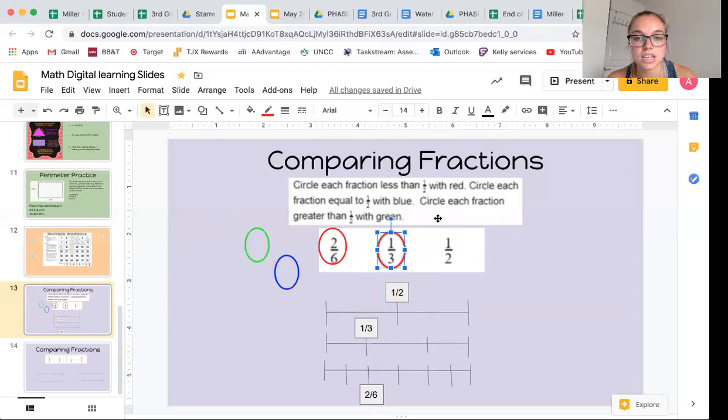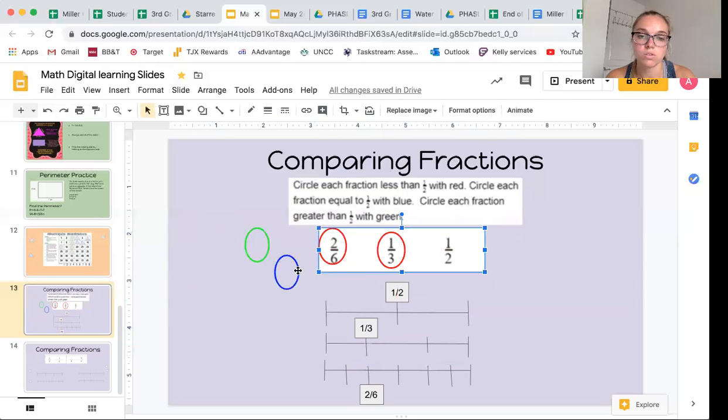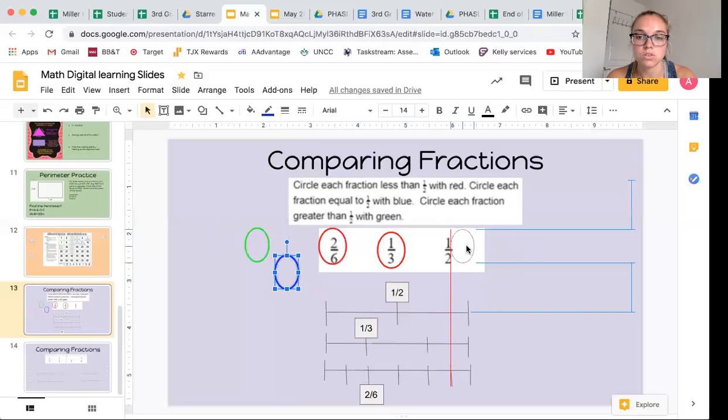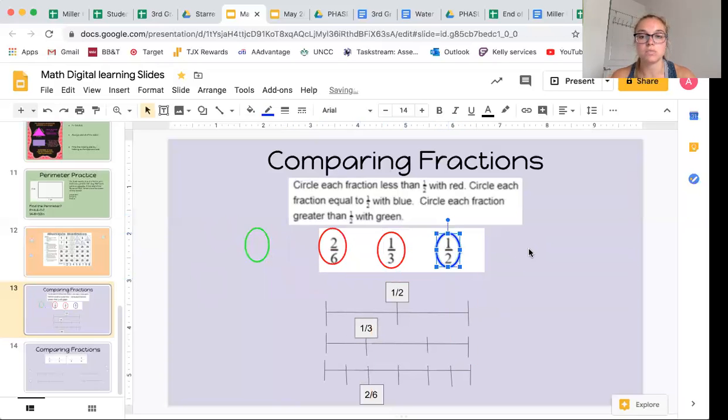And then it says circle each fraction equal to 1/2 with blue. And we know that 1/2 and 1/2 are equal. So we are going to circle that blue as well. So that's the first step.